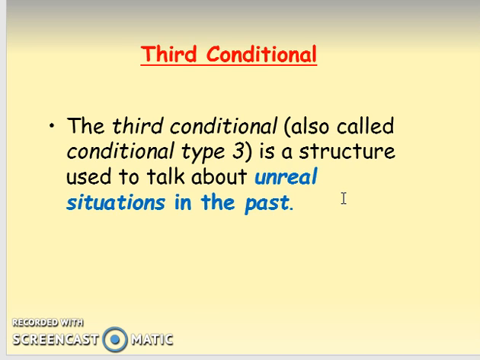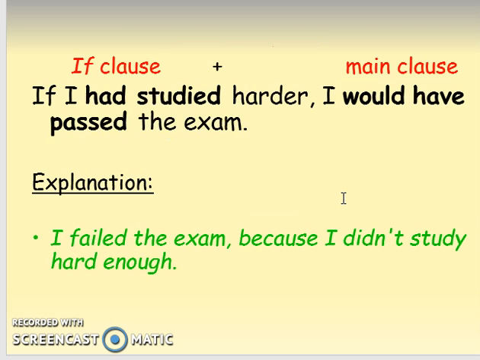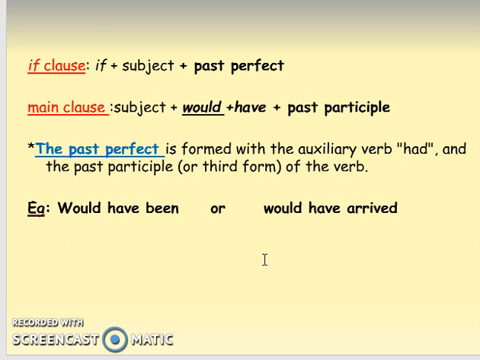Okay, now the last type of conditional sentence is the conditional type 3. It is a structure used to talk about unreal situations in the past. So let's look at this example. If I had studied harder, I would have passed the exam. The explanation of this sentence is, I failed the exam because I didn't study hard enough. That is to say, in the if clause, we use if plus subject plus past perfect, and in the main clause, we use subject plus would plus have plus the past participle.